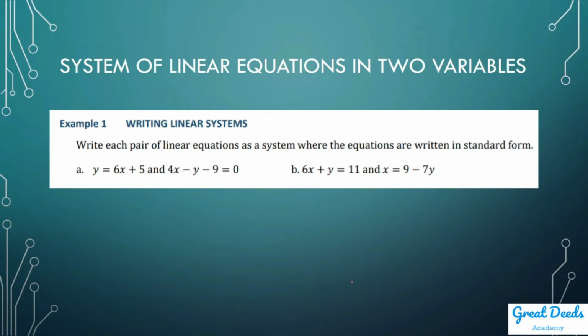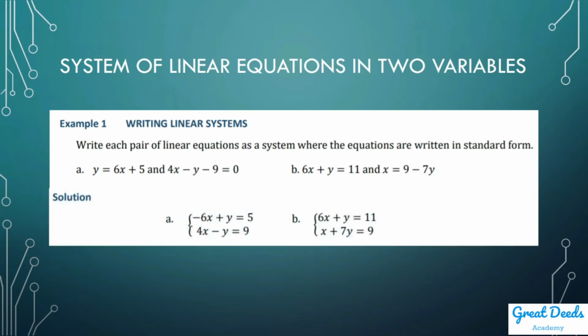For letter A, the equations are not yet in standard form. Again, don't forget your brace. Then you write your equations in standard form. This one will become negative 6x plus y is equal to 5. This one will become 4x minus y is equal to 9. For letter B, it's going to be 6x plus y is equal to 11 and x plus 7y is equal to 9.